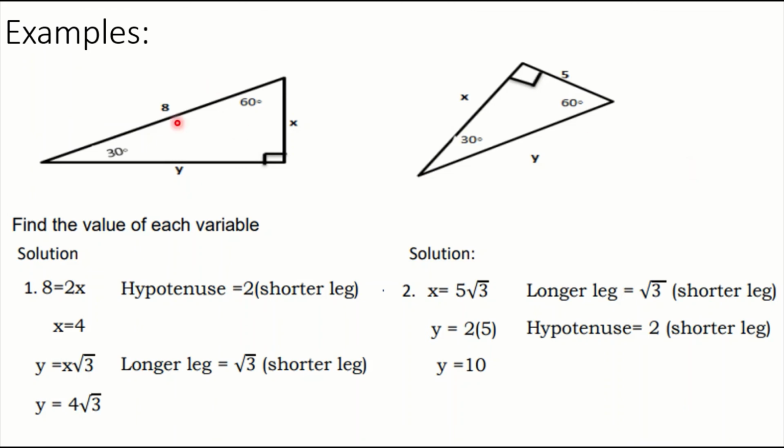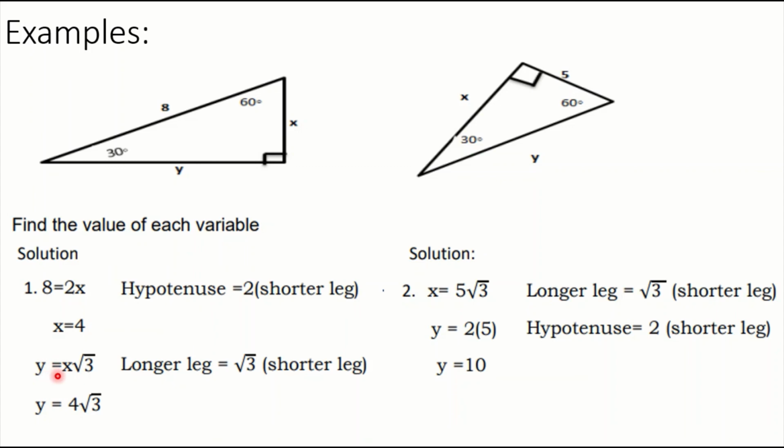Next, find the value of each variable. For number 1, itong triangle na to, we have here the 30, 60, 90. Nawawala yung mga leg. The shorter leg and the longer leg. Meron tayong hypotenuse. Hypotenuse is equal to 2 times the shorter leg. If that's the case, hypotenuse is 8 is equal to 2x. Kasi doble daw ni hypotenuse yung shorter leg. So therefore, 8 is equal to 2x. Divide mo na lang to sa 2. So the answer is 4. So the value of x is 4.